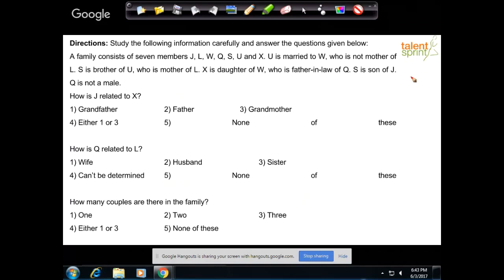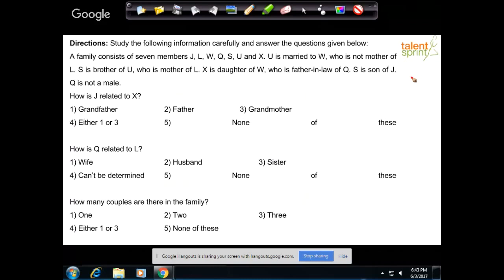U is married to W, who is not the mother of L. S is the brother of U, who is the mother of L. X is the daughter of W, who is the father-in-law of Q. S is the son of J, and Q is not male.